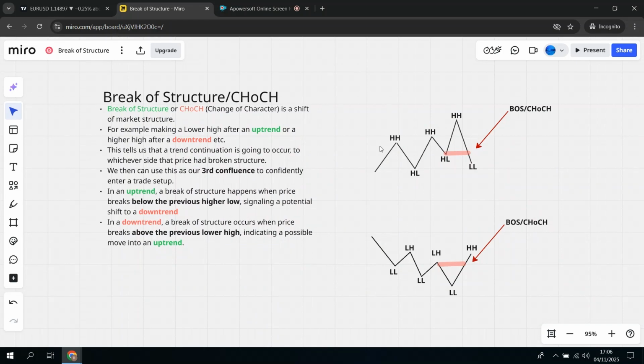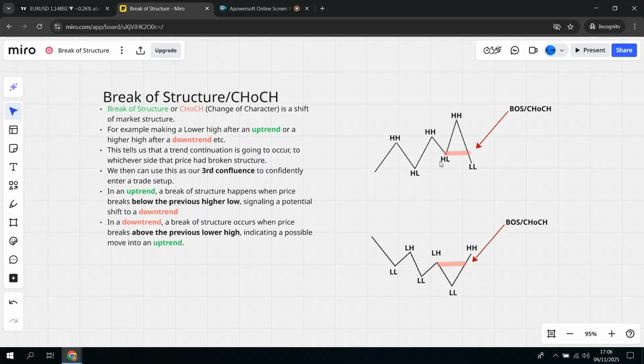Pretty much, if you can't tell, just look at these for now. In an uptrend, you're making higher highs, higher lows, higher highs. We fail to create a higher low because we make a lower low. So now the market has shifted structure. This is the breaker structure, okay? We're not continuing the trend of an uptrend. We're now in a downtrend because we've changed the structure, made lower lows, and we should have been making a higher low. So it tells us that a trend continuation is going to occur to whichever side that price had broken structure.